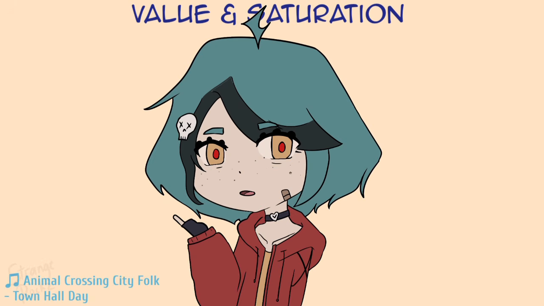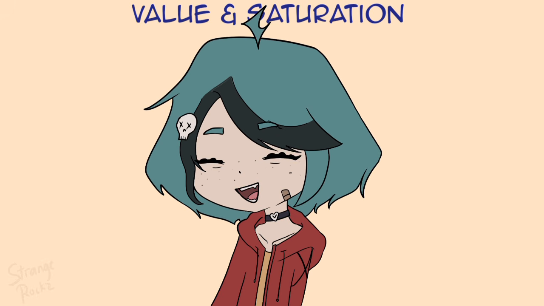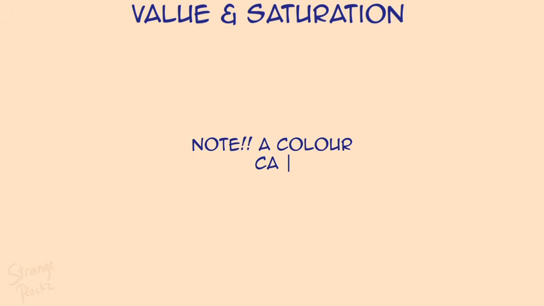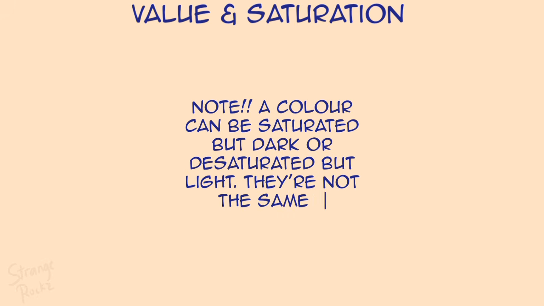Values are basically how light or dark a color is, while saturation is how vivid or intense a color is. Yep, that's basically all there is to it. Though, I would like to mention that a color can be saturated but dark, or desaturated but light. Those are actually not the same things.